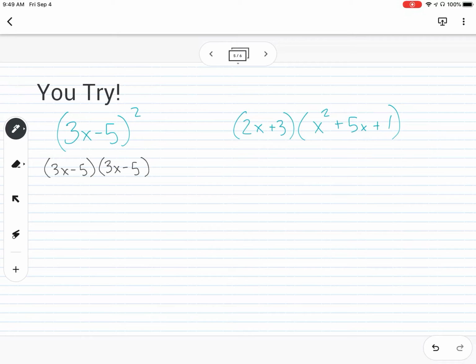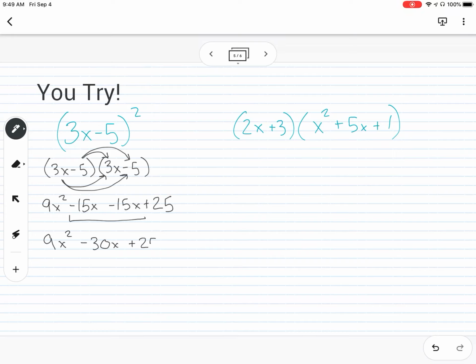So for the ones with the exponent, you just write it 2 times. Do your double distribute, 9x squared minus 15x. Then distribute the other number, negative 15x plus 25. Combine like terms, 9x squared minus 30x plus 25. That's the final answer.